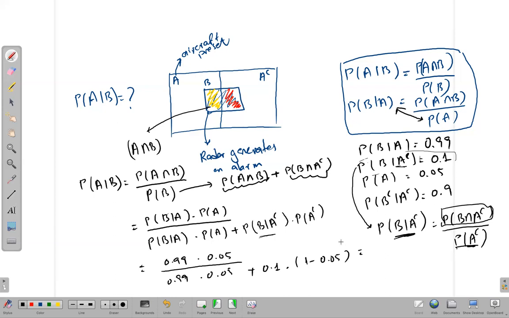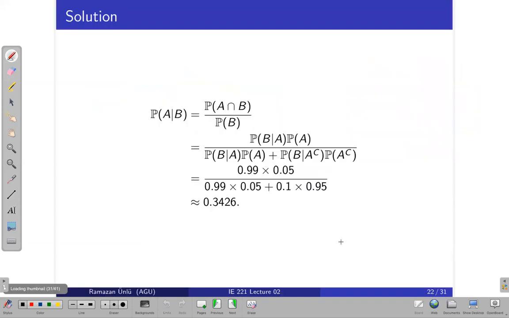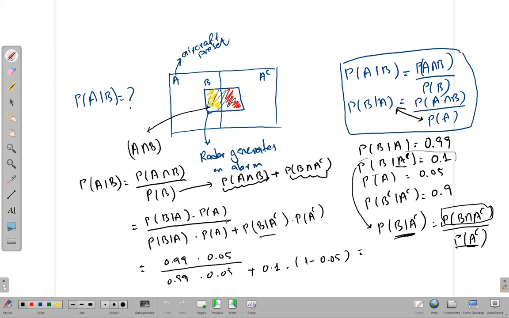So if I calculate this formulation, I will get approximately 0.3426. Okay, so let me double check. So this is the formulation, and this is the logic behind where the Bayes theorem is coming from.